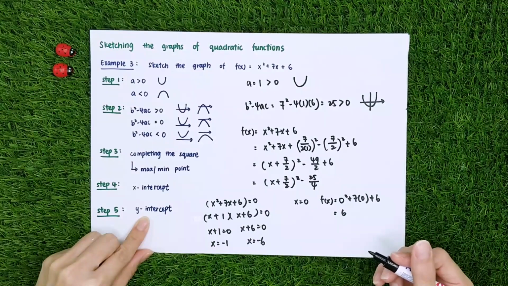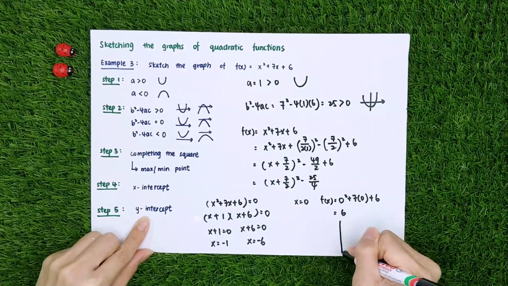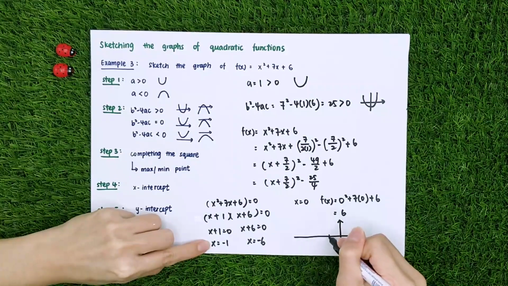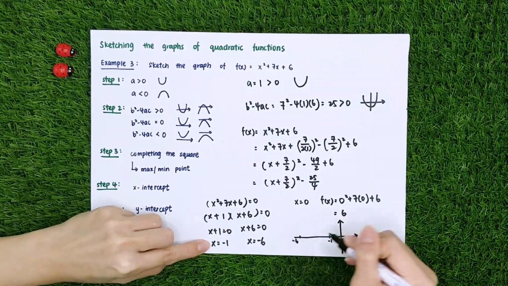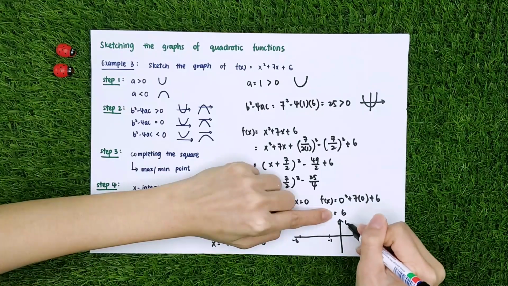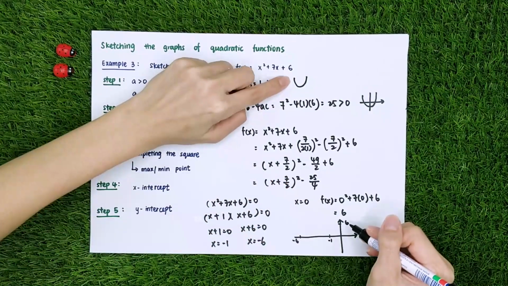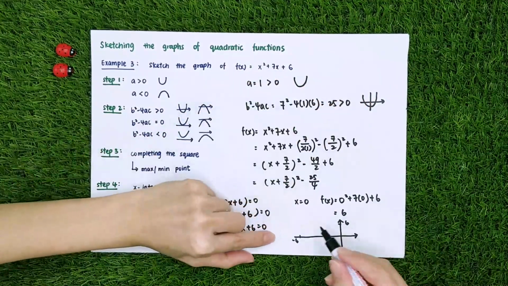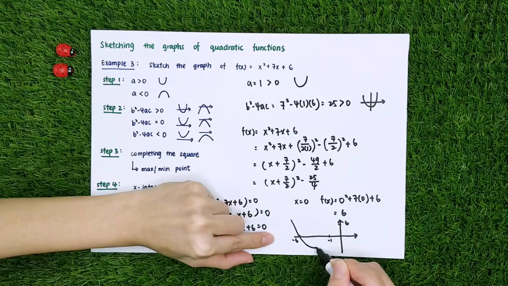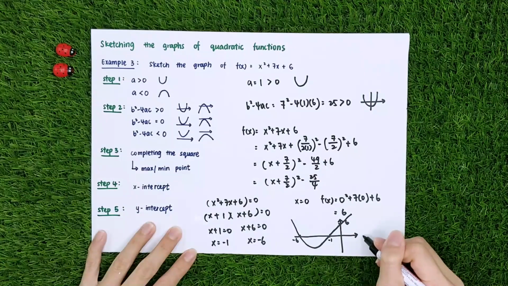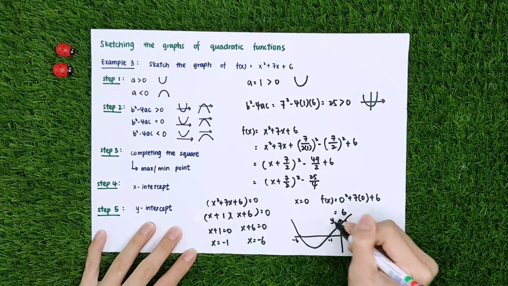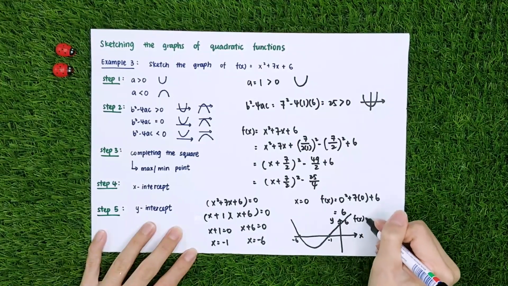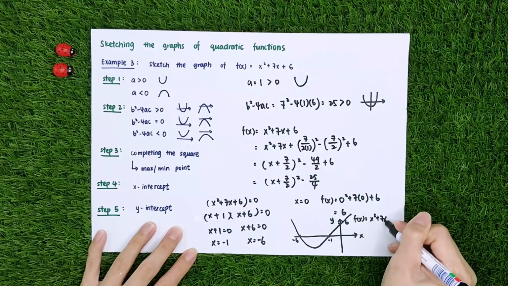Finally, we can sketch our graph. This is the x-intercept, which is minus 1, minus 6. And this is the y-intercept, which is equal to 6. And I know that my graph is a smiling face and it will cut the x-axis at 2 points. That means my graph will look like this. And you have to label the x-axis and y-axis. And don't forget to give the name for the graph: f(x) is equal to x squared plus 7x plus 6.